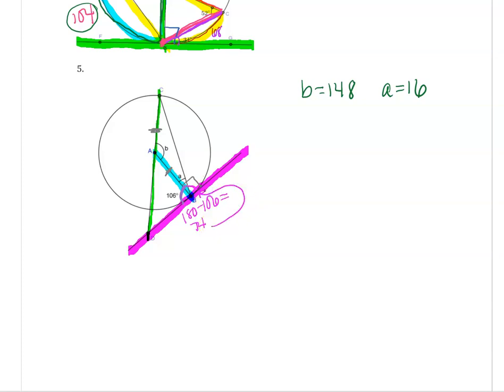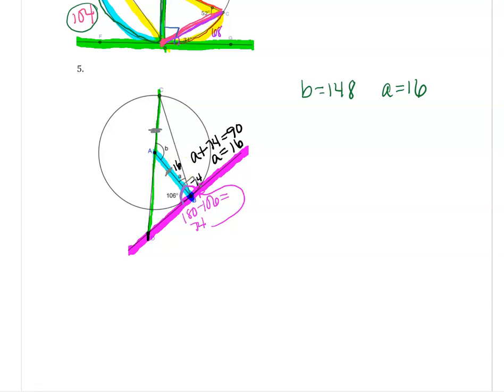Now, remember how I previously said that if this is a tangent and that's a radius, that means these are perpendicular? That means that if I want the measure of angle A, I can do A plus 74 equals 90. Those must sum to 90. So A equals 16. Yay. Okay, so that's how I got A equals 16.